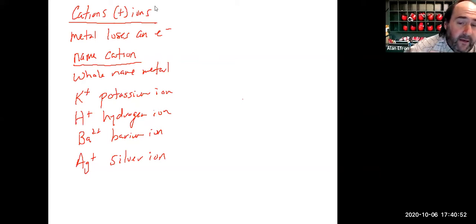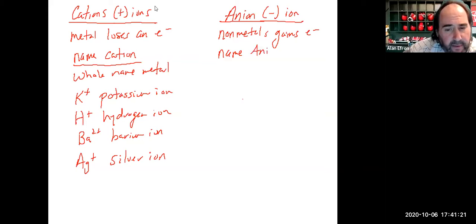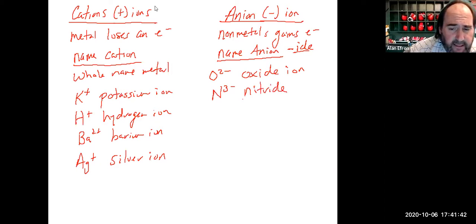If you're asked to write the formula for an anion, which is the negative ion that's in an ionic compound, that is from really a nonmetal that gains electrons. In that particular case, when we go to name anions, we do use the root of the name, but we drop the last part and put IDE at the end. So if we had something like O2-, oxygen becomes the oxide ion. N3-, nitrogen becomes the nitride ion. Br-, which would be bromine, becomes the bromide ion.